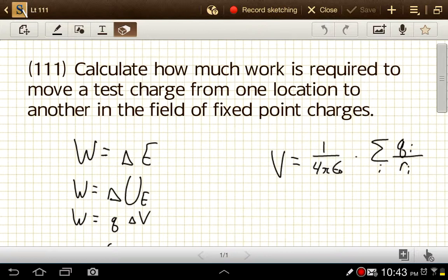So our method for figuring out how much work it's going to take to move a charge from one point to another will be to find out what the potential difference between those two points is, or start by finding the electric potential at each point, and then find the difference of those two electric potentials. Then we just have to multiply by the amount of charge that we want to move from one location to another to figure out how much work it's going to take to do that.